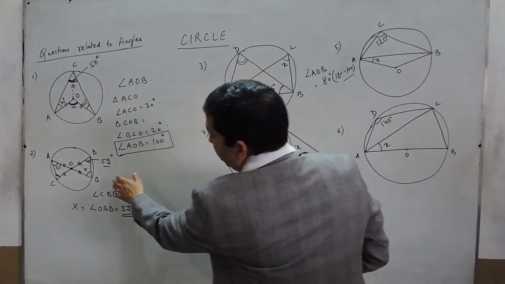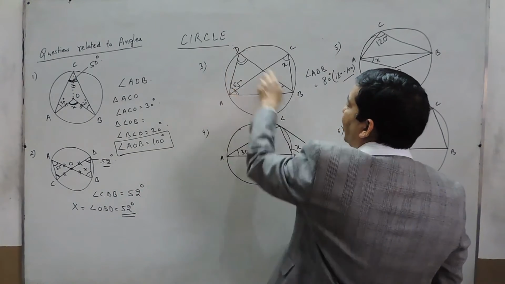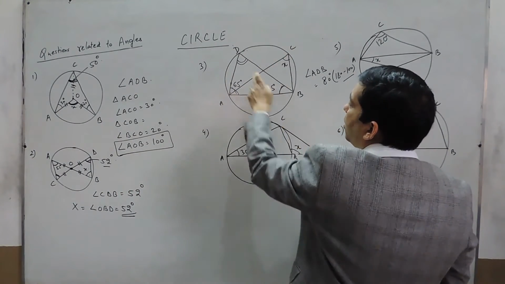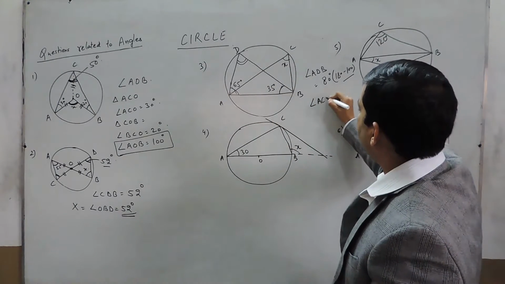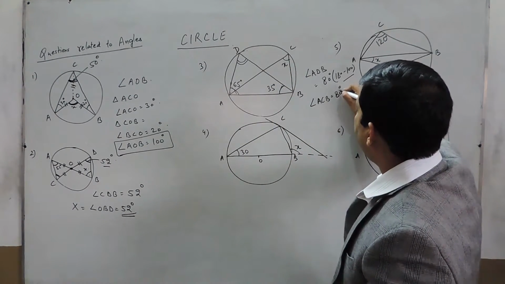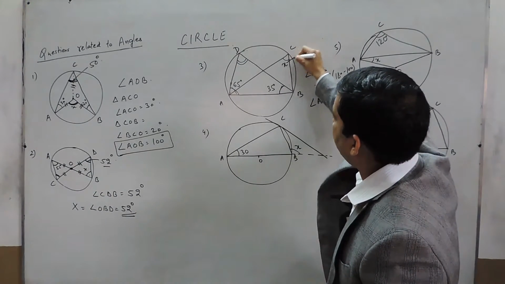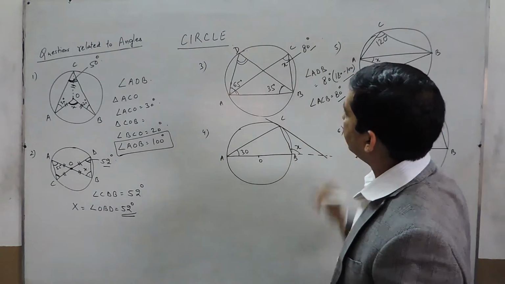And as we already discussed, angles in the same segment must be equal. So this angle must be equal to X. So angle ACB is also equal to 80 degrees. So the value of X here comes out to be 80 degrees.